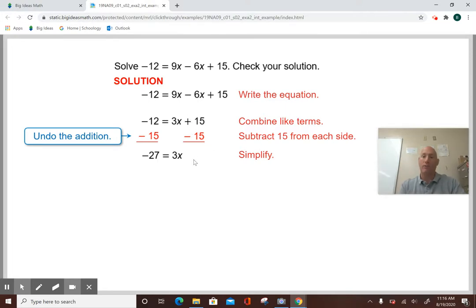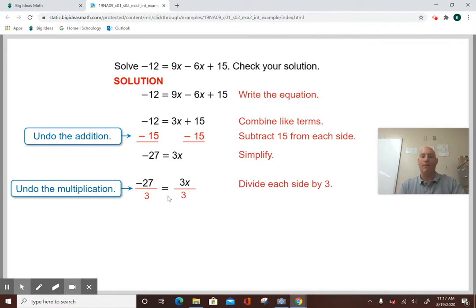Now this looks like a problem from section 1.1, a one-step solution. Well, here's my variable. It's being multiplied by 3. How do I undo multiply by 3? Divide by 3. Now if I can divide both sides by 3, negative 27 divided by 3 is negative 9. That equals x. Now remember, how do I check this?